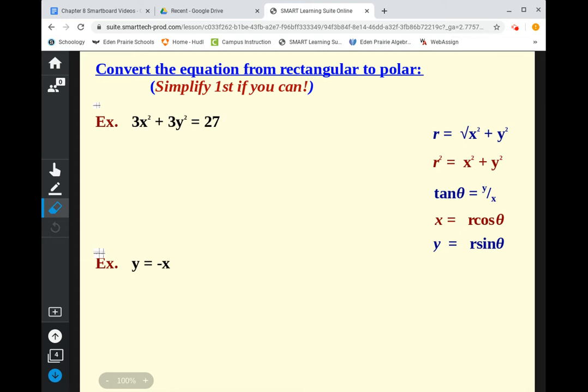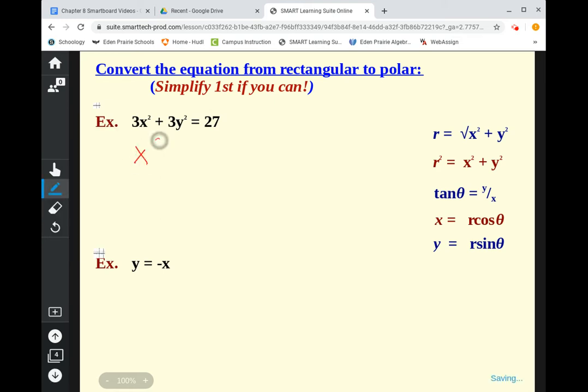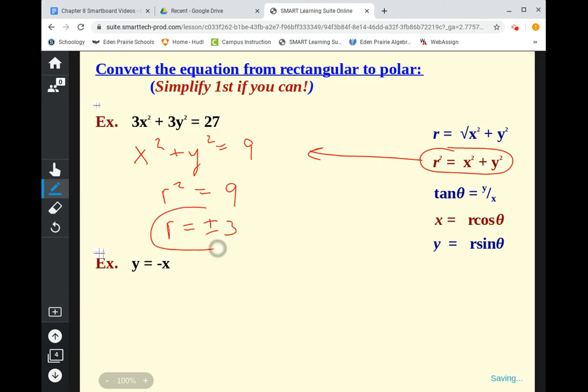Okay, so if we look at that first example, I noticed that I could take a 3 out of everything. So dividing everything by 3, I have x squared plus y squared equals 9. Well, take a look. One of our equations over here involves x squared and y squared. So we'll apply that. Since x squared plus y squared equals r squared, I can take x squared and y squared and replace it with r squared, and that equals 9. And if I simplify that by taking the square root, plus or minus, of both sides, r would equal plus or minus 3. And now I'm in polar form.